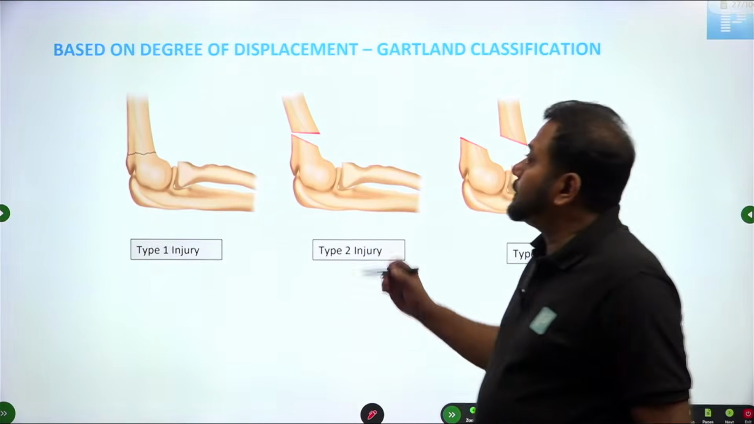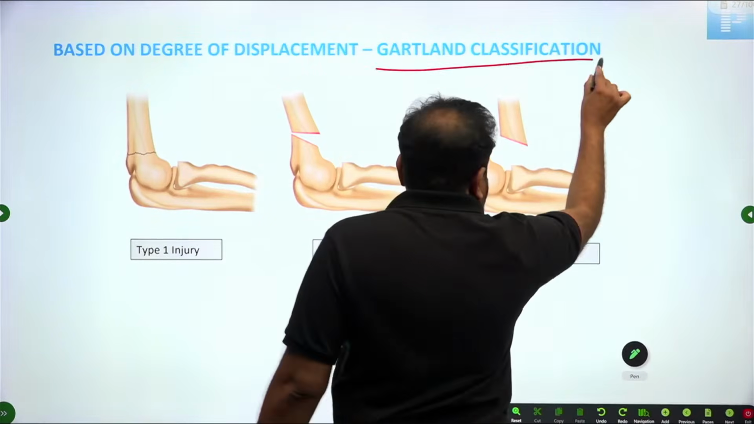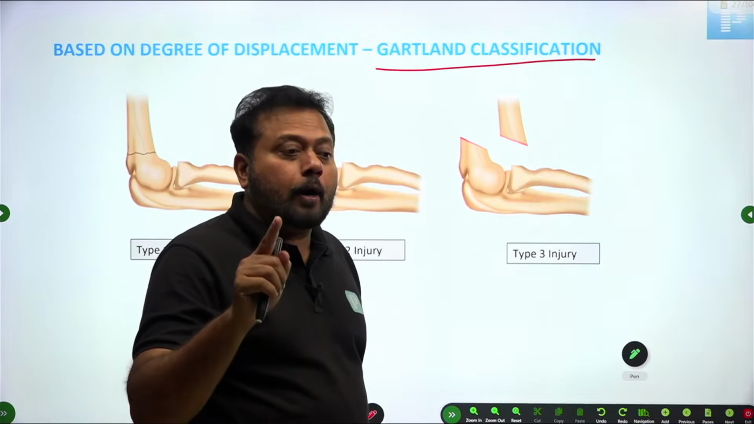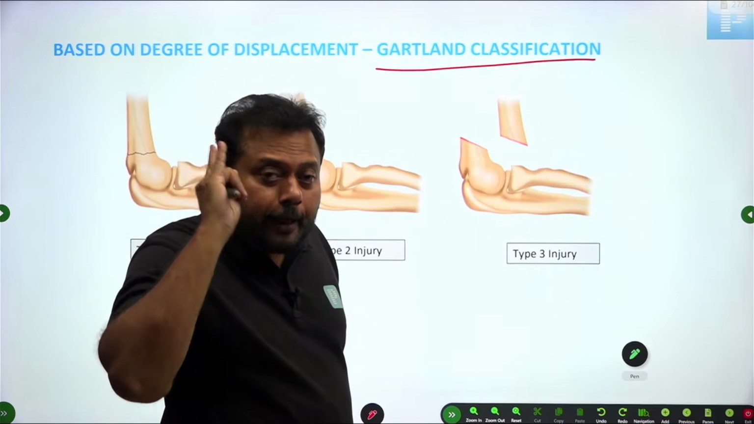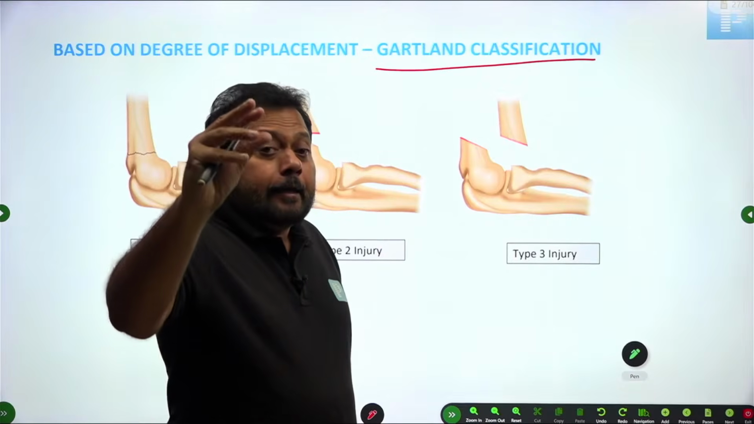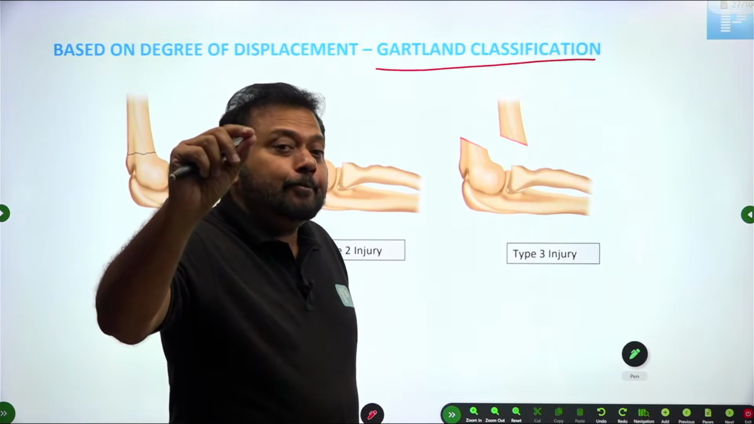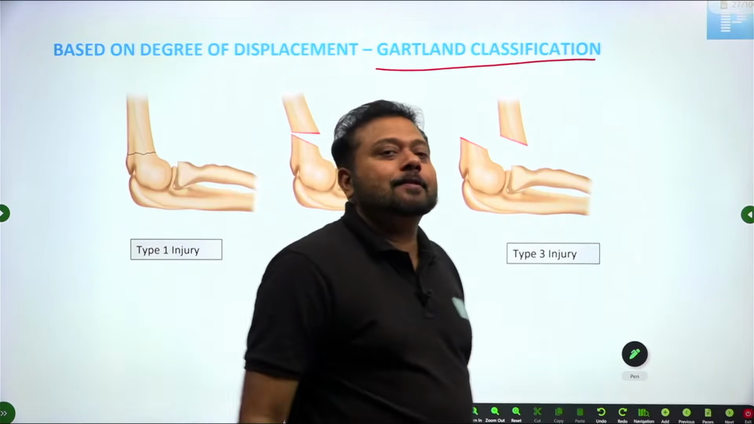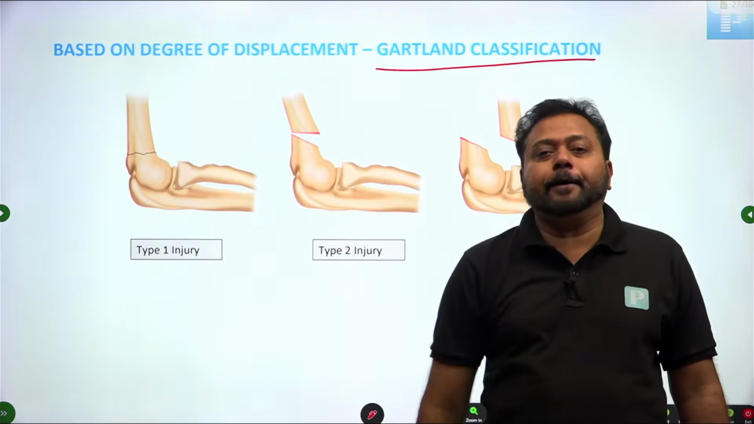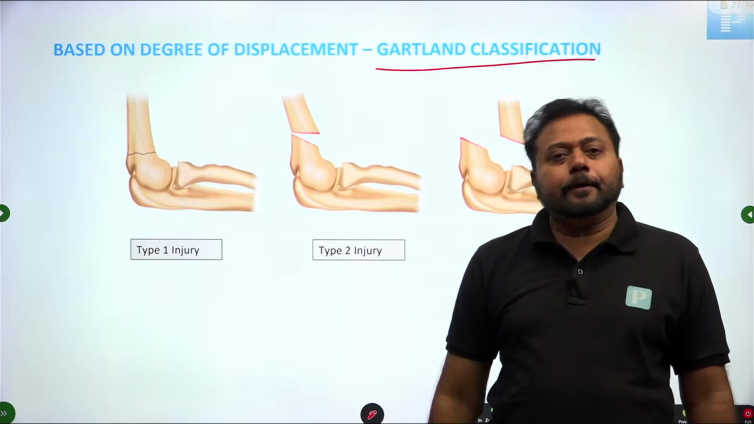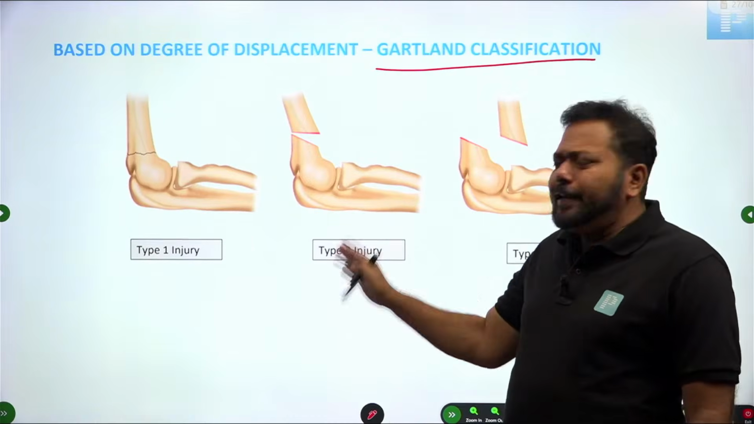Don't forget this Gartland classification, because only when you know the type 1, type 2, type 3, you can write correctly the MCQ for the treatment, because they are specifically asking type 1 supracondylar fracture, what is the treatment? Type 2, what is the treatment? They are asking question. So very simple.